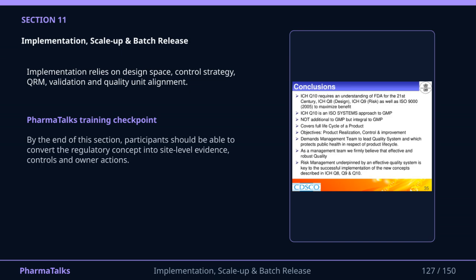By the end of this section, you should be able to translate regulatory concepts into practical, site-level evidence, establish effective controls, and define clear ownership for actions. This is a crucial step in bridging theory with real-world application in pharmaceutical manufacturing.